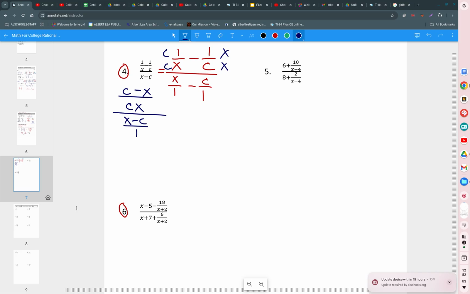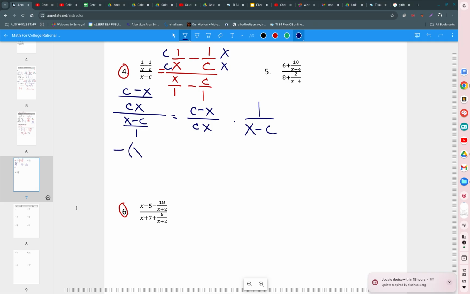Multiply by the reciprocal. So I'm going to take this and take c minus x divided by c times x. And I'm going to multiply by the reciprocal, which is 1 over x minus c. And once you multiply by the reciprocal, we then look for something to cancel. Are c minus x and x minus c, are those the exact same? They're not. How do I make them the same? What could I take out of this to make them the same? A negative 1, yeah. So I will factor out a negative.